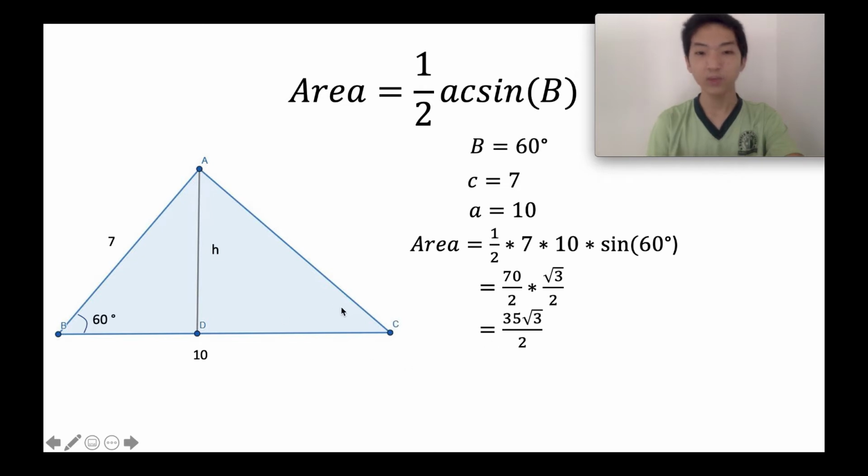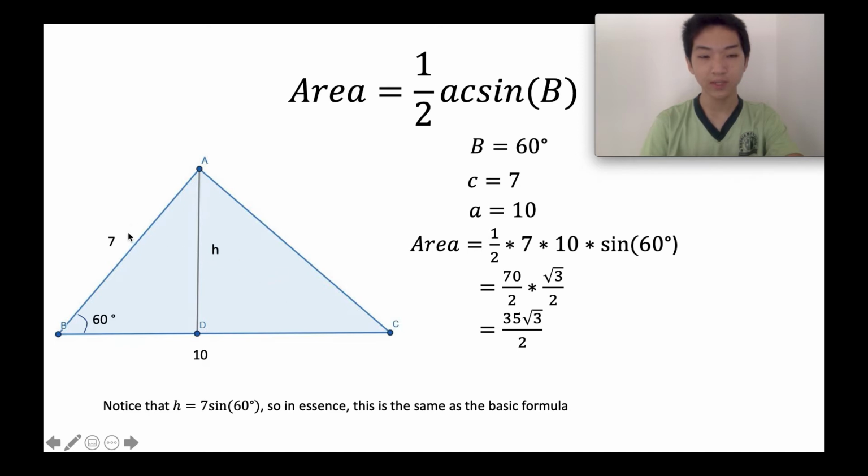Now in case you're wondering why this formula works, you can notice that h is the same thing as sine 60 times 7. So this is essentially the same as the basic formula. If you don't understand what this means, don't worry about it too much, as it's not necessary to understand why these formulas work. But you could also search online if you still wish to have a greater understanding of the material.